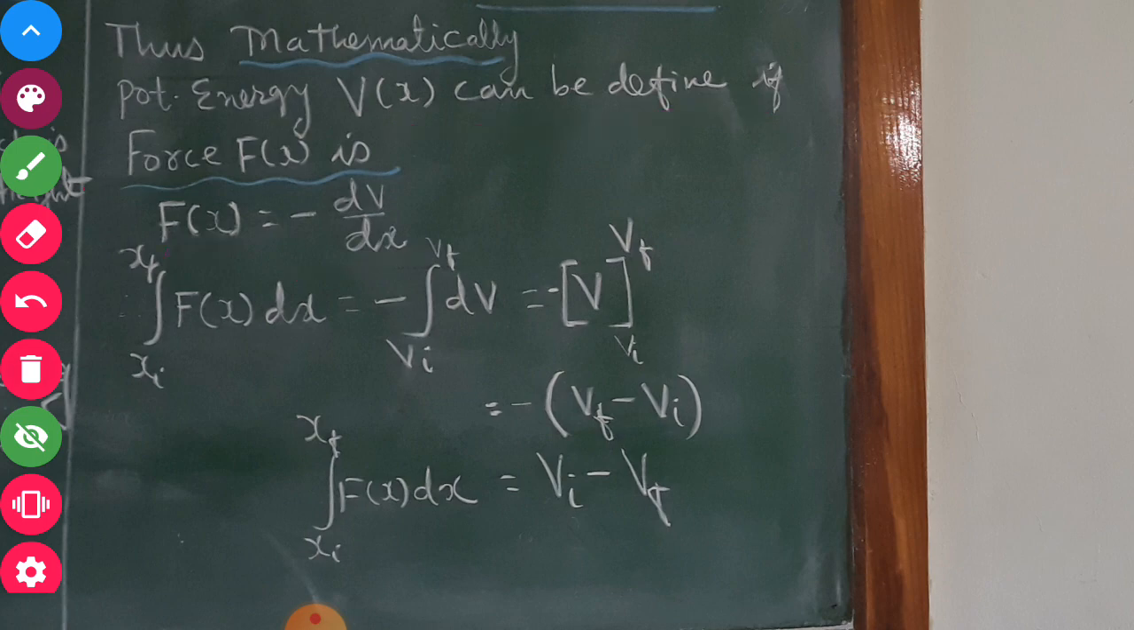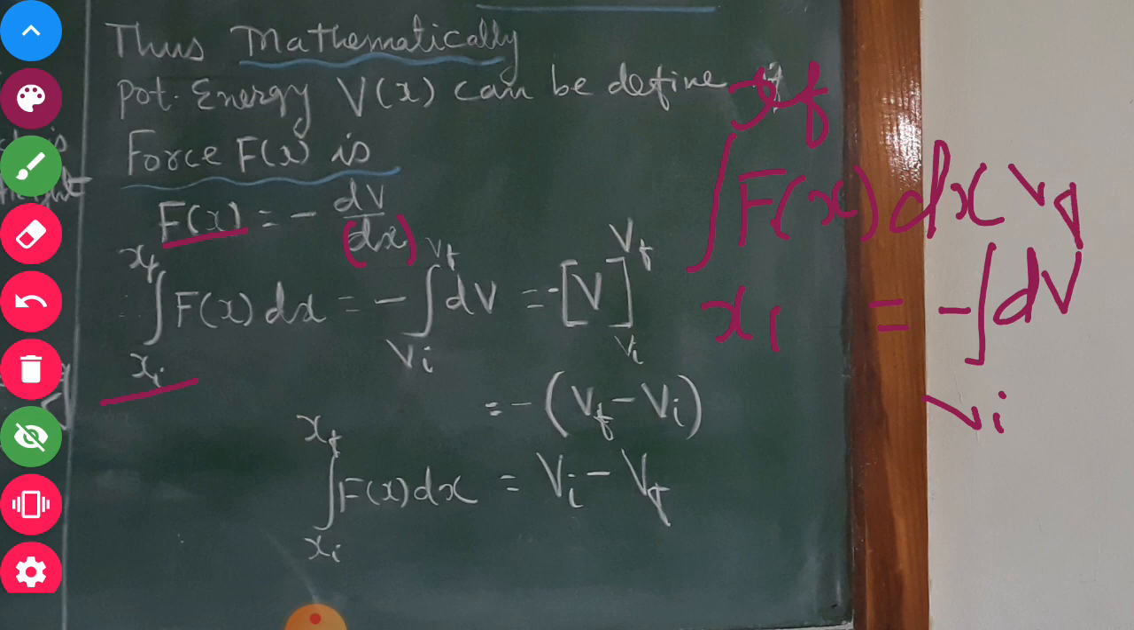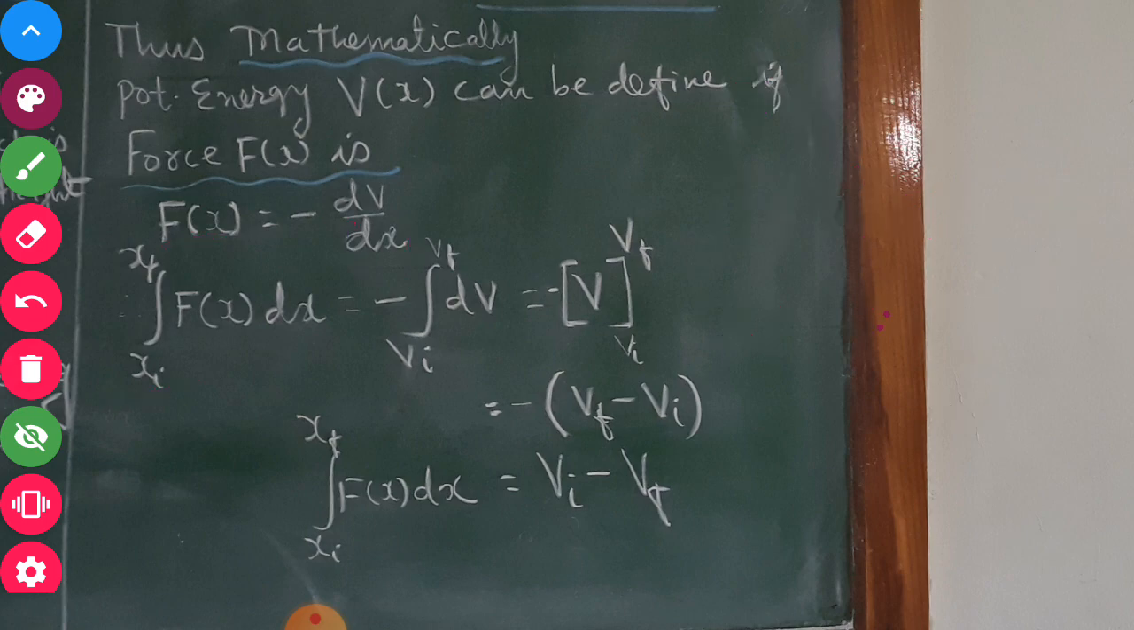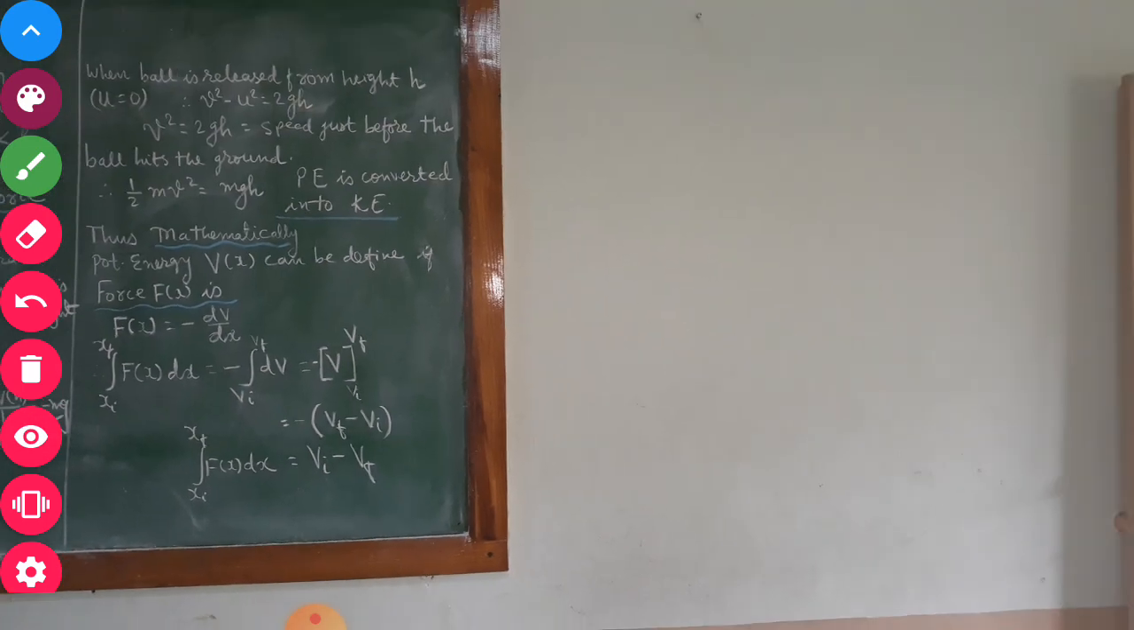Now we have to multiply this dx with f of x, and if you want to find the work done by a variable force, then you have to take the integration. So it becomes the integral of f of x dx, that is force at distance x, from xi to xf, which is equal to the integral of minus dV from Vi to Vf. The basic thing here is that you are taking the integration and finding the total work done.